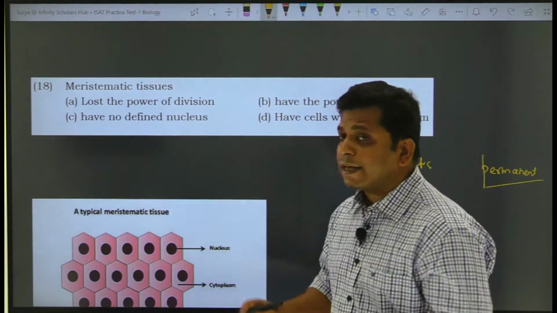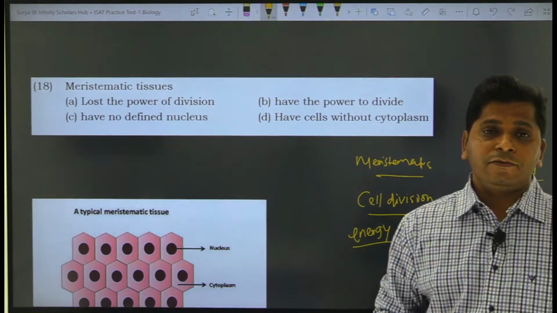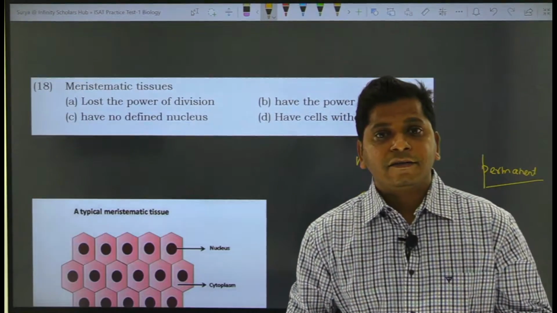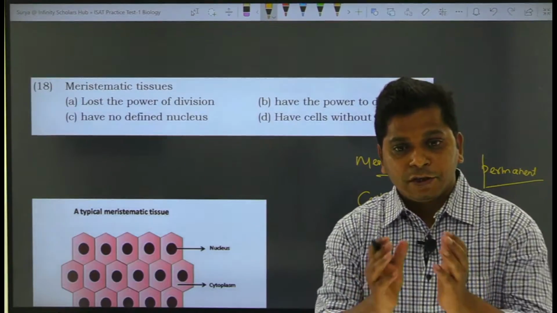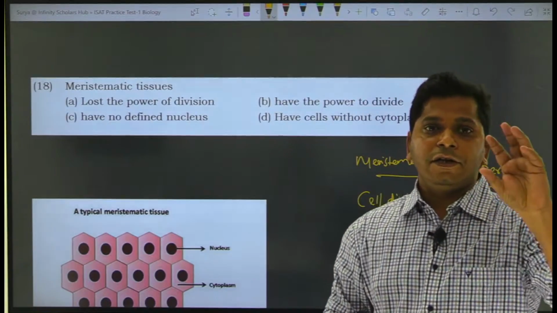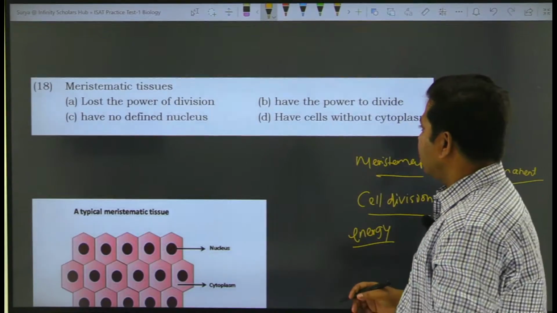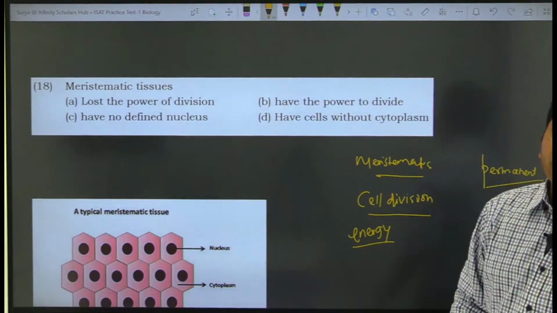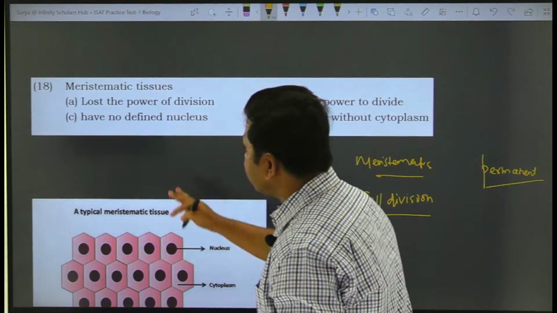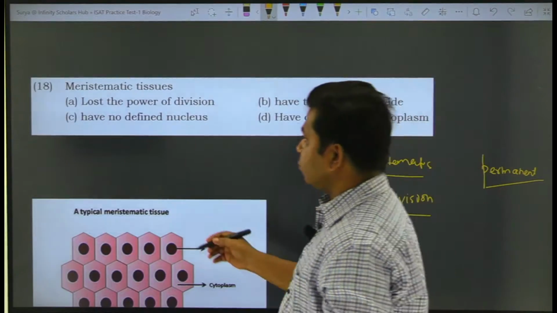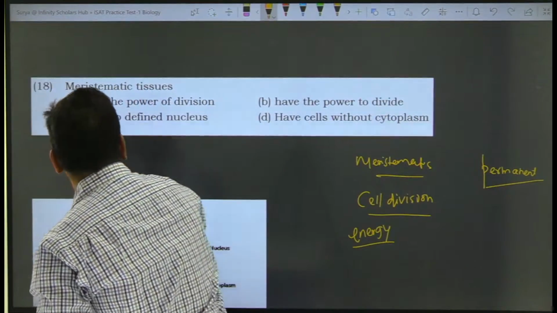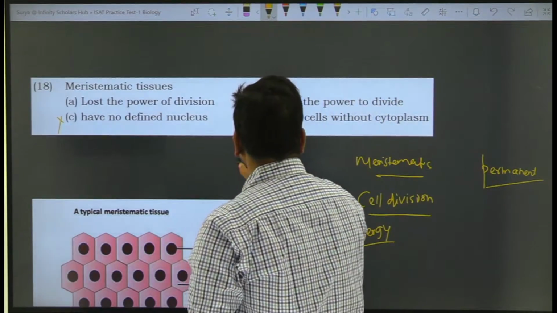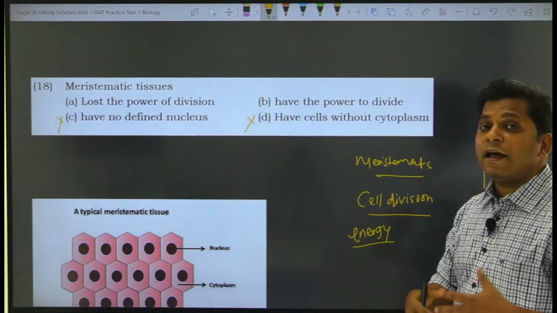So one of the characteristic features of the meristematic tissues or meristematic cells therefore is that they have a large nucleus and abundant cytoplasm. That means they will have a large amount of cytoplasm and the nucleus is going to be also larger. So the option given here, have no defined nucleus, does not hold true, because meristematic tissues have a large nucleus. So this option is also cancelled out. Okay. Have cells without cytoplasm, this is also cancelled out because they have a large amount of cytoplasm.